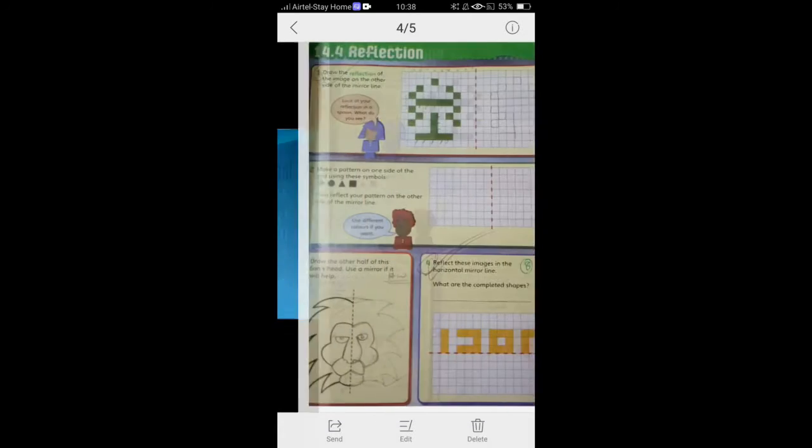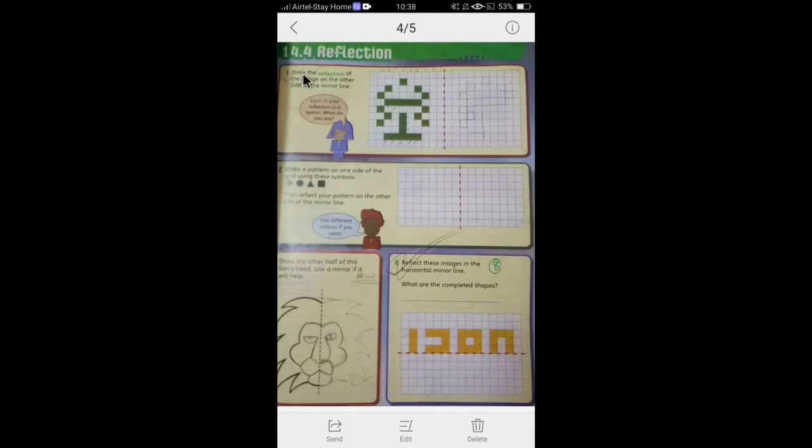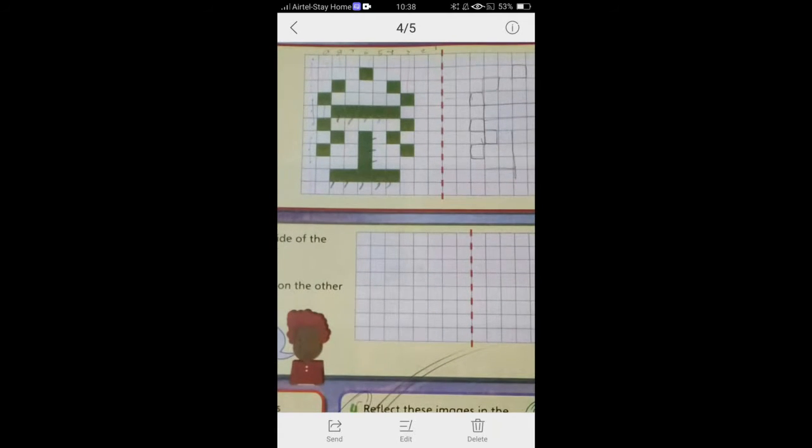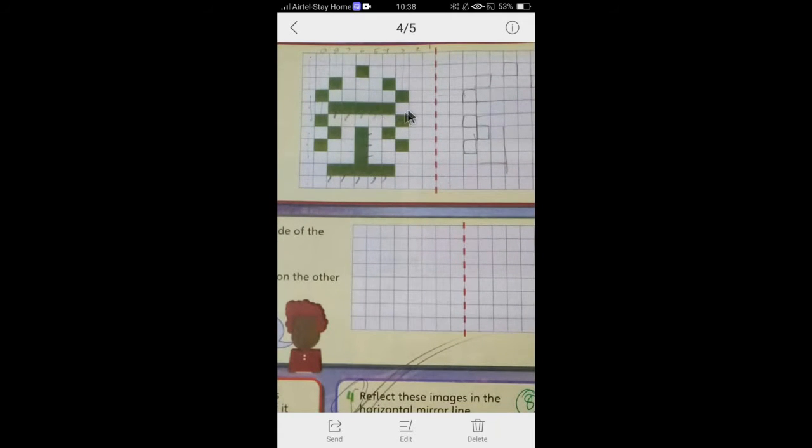Let's start the exercise. Question number 1 says draw a reflection of the image on the other side of the mirror. If you zoom in, you can see that on the left side they have drawn shapes with dots and square boxes. Before starting, you have to know that this is my mirror line. From this mirror line, count how many box gaps: 1, 2. After 2 box gaps, the shape starts, 1, 2, 3, like this. You have to fill it in one by one. Make sure you count the distance, and then draw it. Then it will be very good for you.